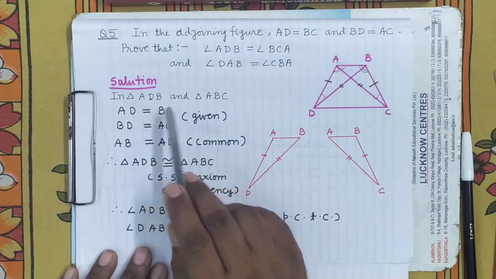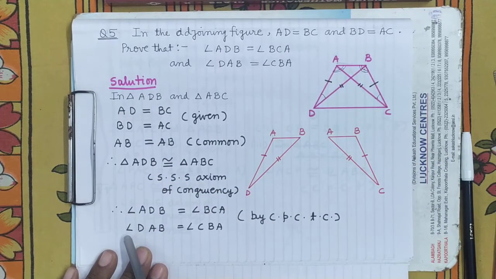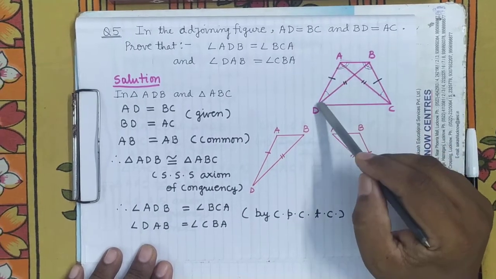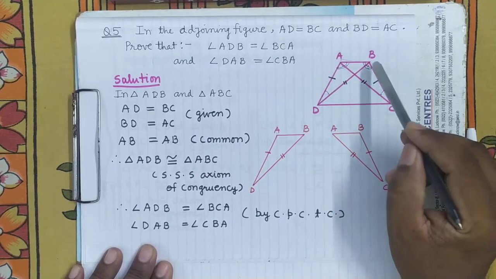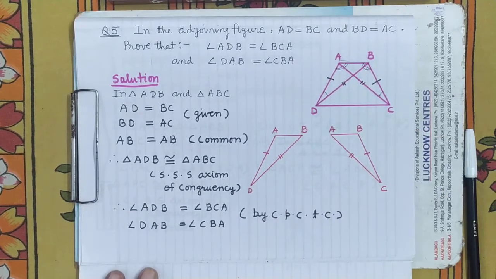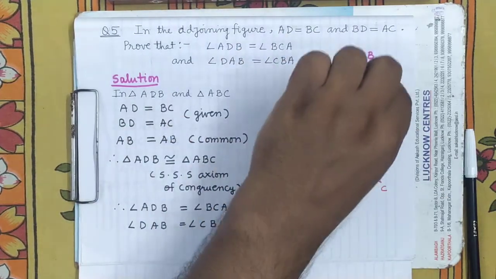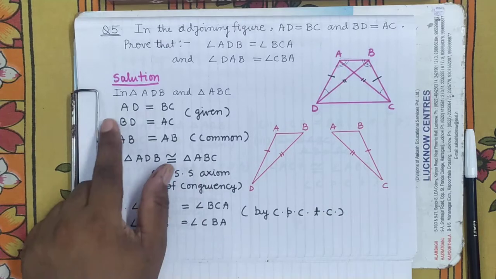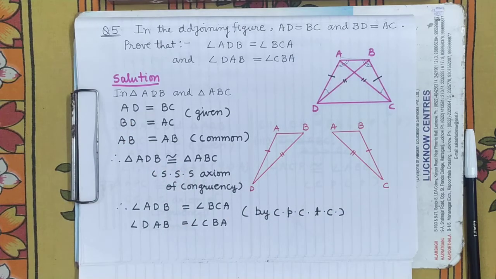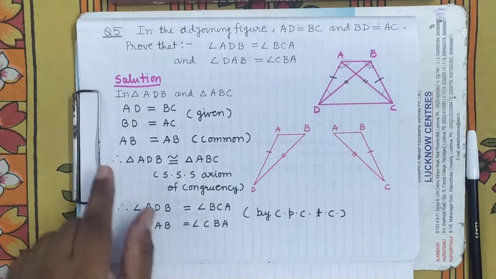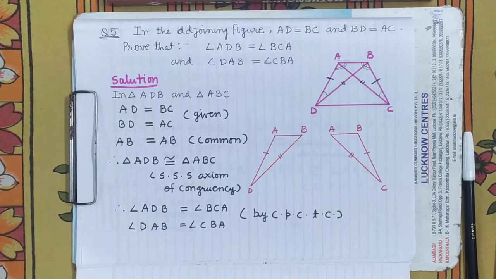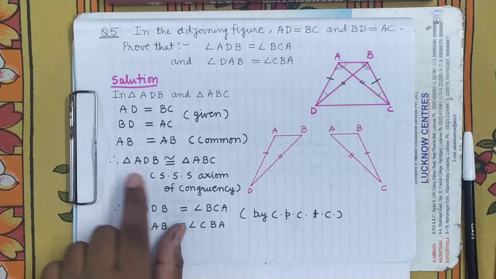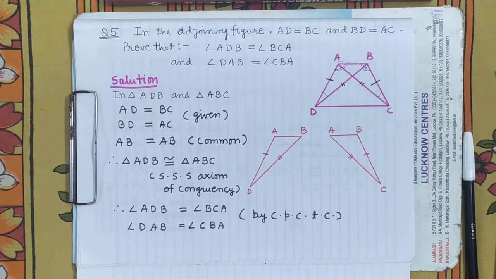So, in triangle ADB and triangle ABC, I have taken out these two triangles and drawn them separately here. The triangles which you have to prove congruent are triangle ADB and triangle ABC. AD equals BC, given. BD equals AC, given. AB equals AB, it is common in both the triangles. Therefore, both the triangles will be congruent by the SSS axiom.